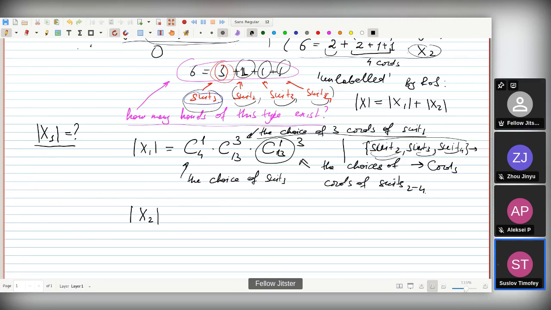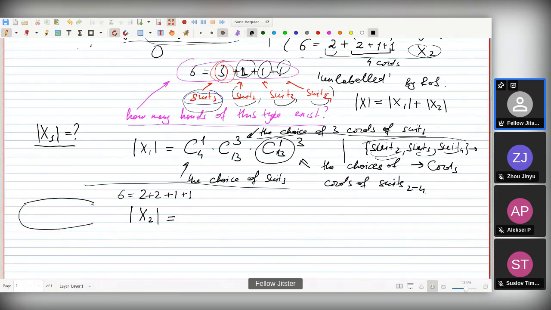And in the second case, we have to write choose 1 from 4. Exactly. Yeah, I get it. Now we have the following type of our hand, the following distribution. Now our hand is partitioned another way. Still we have 6 cards, but now we have 2 cards in suit 1, 2 cards in suit 2, and 1 card in each of suit 3 and suit 4.